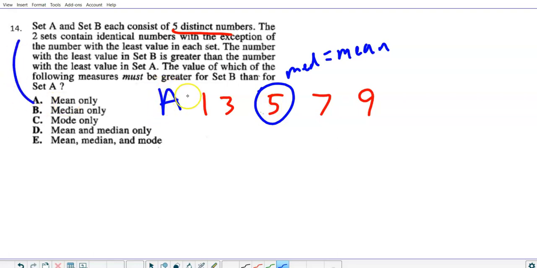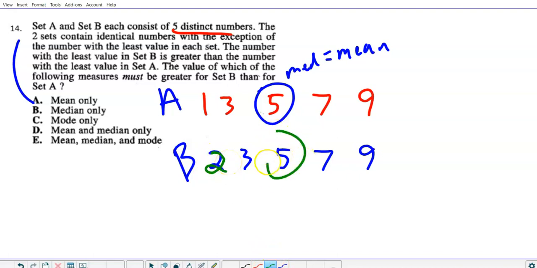That's set A. If you look at set B, all those numbers are the same, it says, but this one's going to be bigger, make it maybe 2. So that one's 2. How does that change things? The median is still the same. The median stays the same. The mean is going to be a little bit bigger. So I know the mean gets bigger. Median is the same, so it's not one of those.